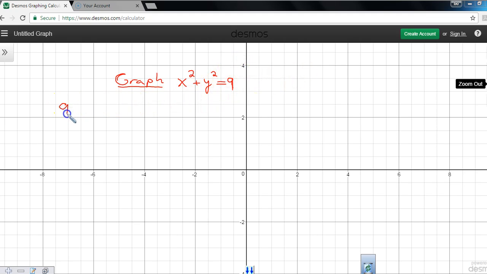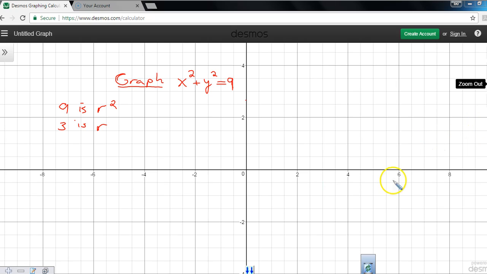So 9 is r squared, which means we take the square root of 9, we should get 3, which is our radius. Here's how I go about making my circle then. So if this is 2 and then 4 is there, 3 must be right in the middle. Again, my pen's being a little recalcitrant.